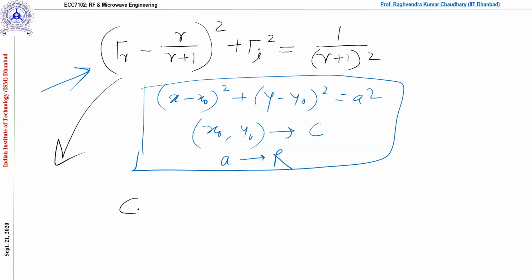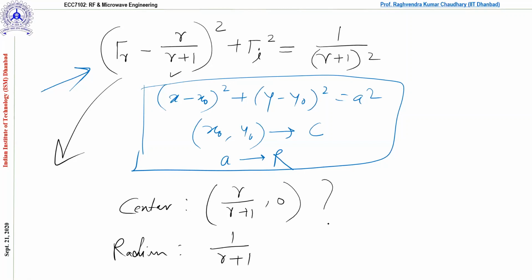The center will be r over r plus 1 comma 0. Fine. That is x naught, and here y naught is 0. That is why r over r plus 1 comma 0 is the center. And what is the radius? Radius will be 1 over r plus 1. This is really a very important outcome, correct?